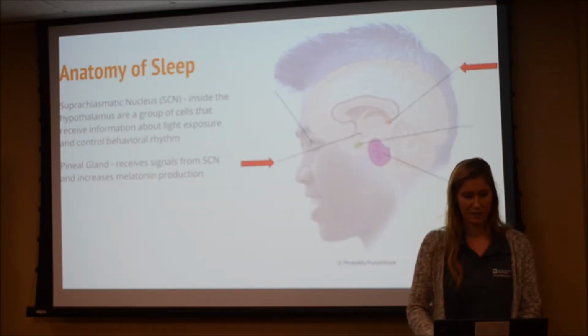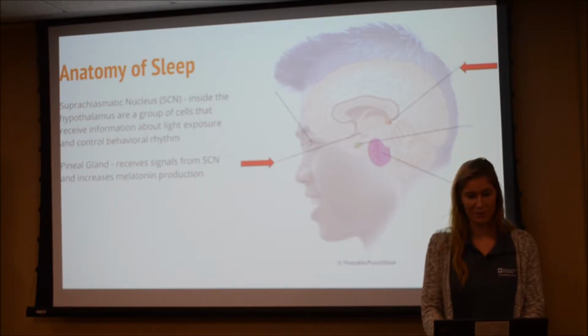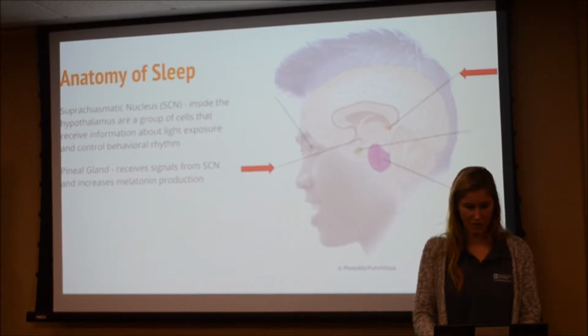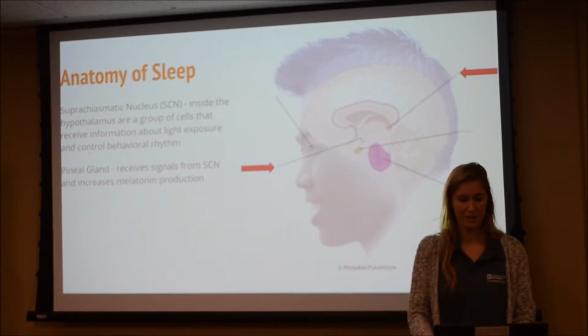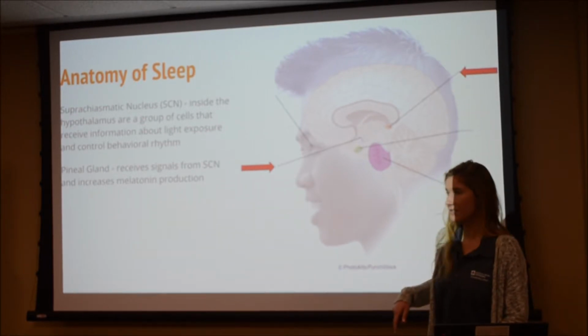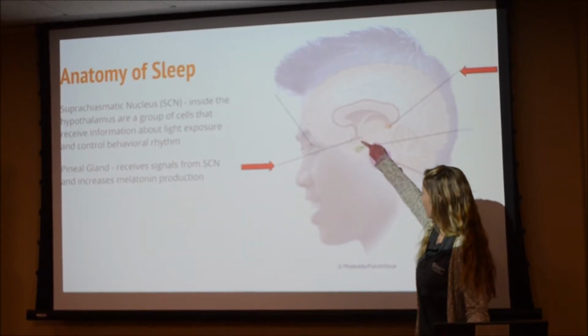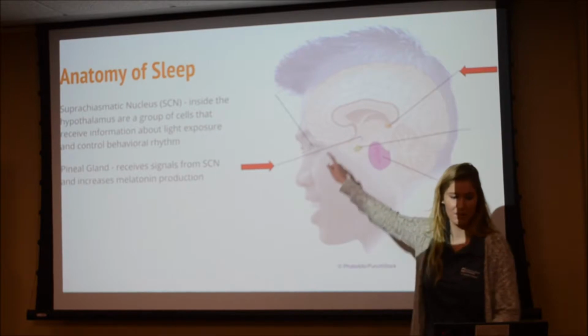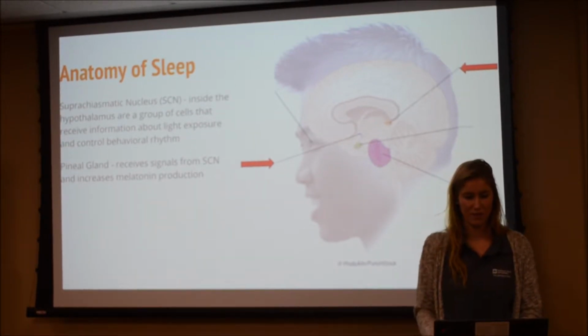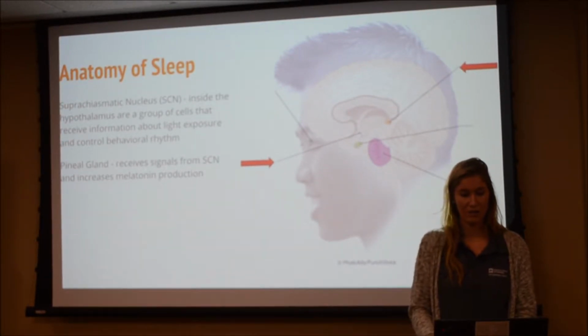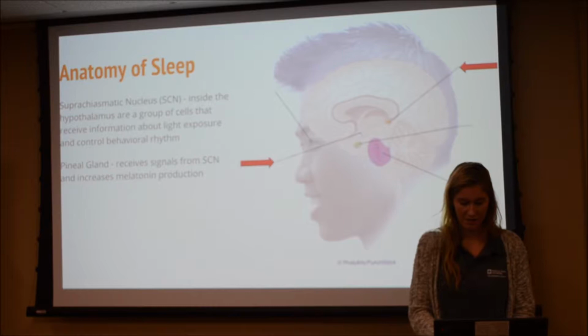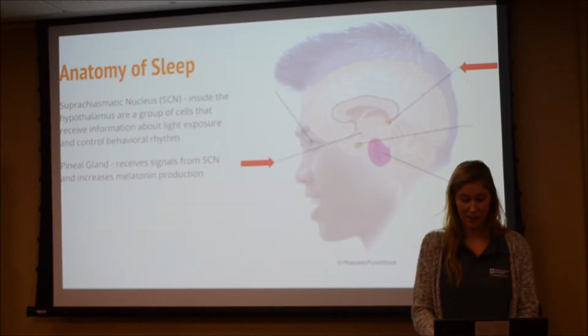Next, we have the suprachiasmatic nucleus, which is located inside the hypothalamus. And it's kind of hard to see, but it is right here. There are a group of cells that receive information about light exposure and control behavioral rhythm. And some people who have damage to this area sleep throughout the day because they're not able to match the circadian rhythm of the dark and light cycle.